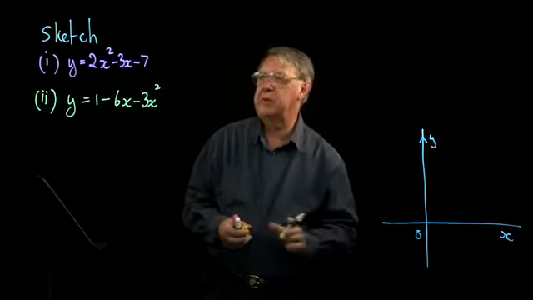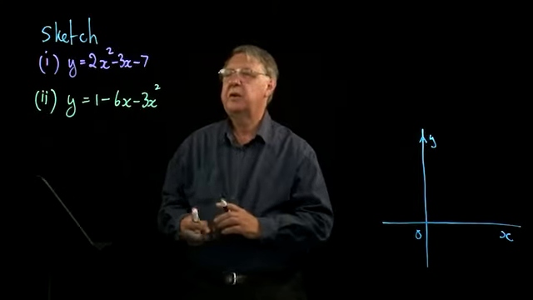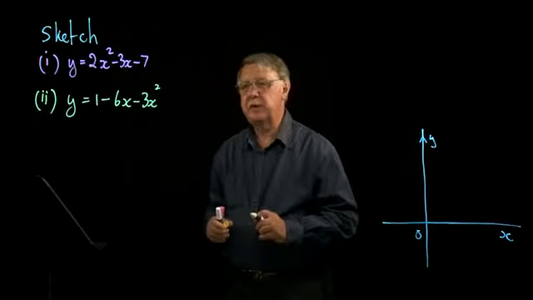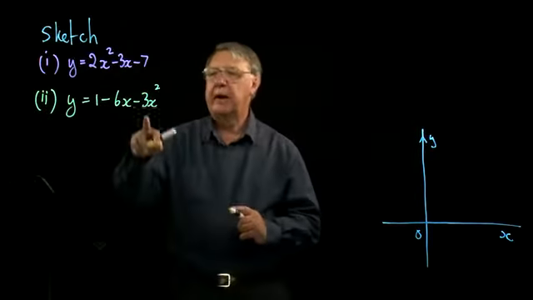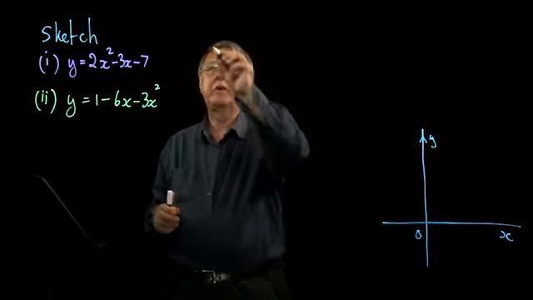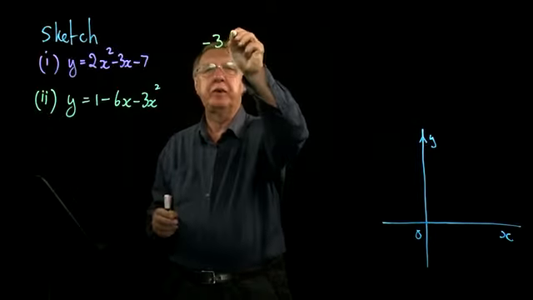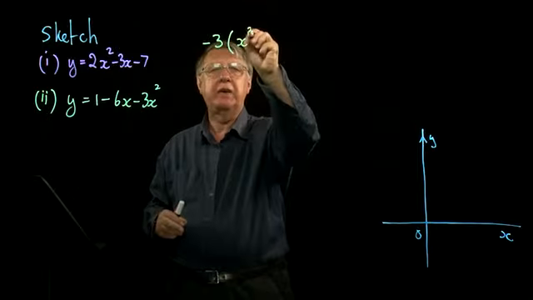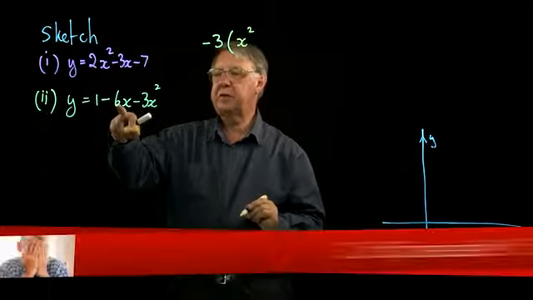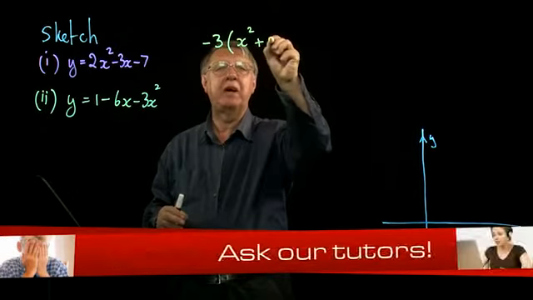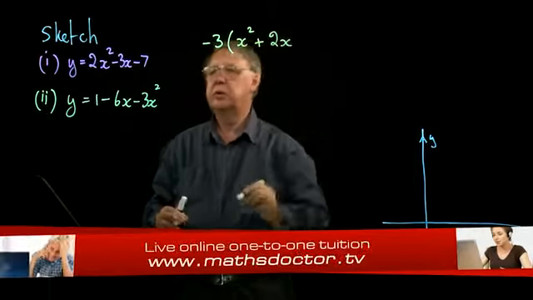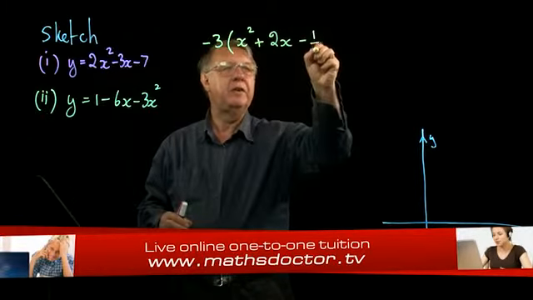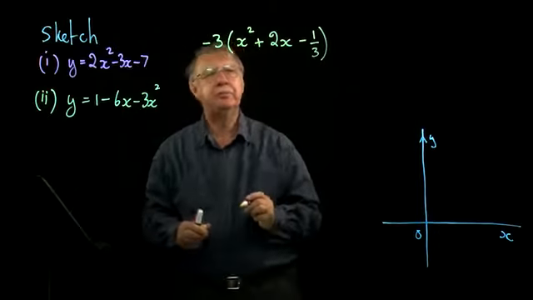So I've cleaned the board here from the first one. And again, our coefficient of x squared is no longer 1, and it's a negative number. So I'm going to divide by -3. And if I divide by -3, I get x squared. -6 divided by -3 is plus 2. 1 divided by -3 is -1/3.